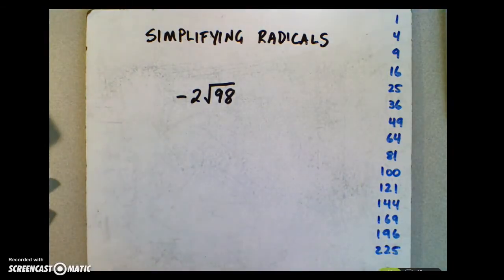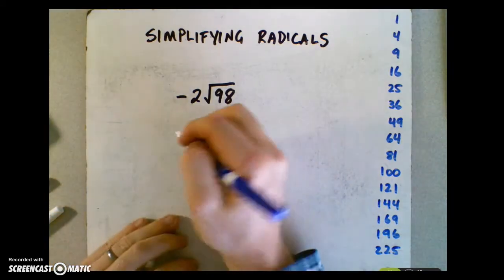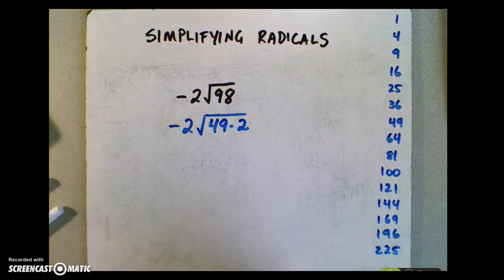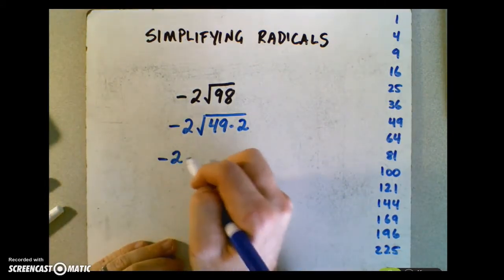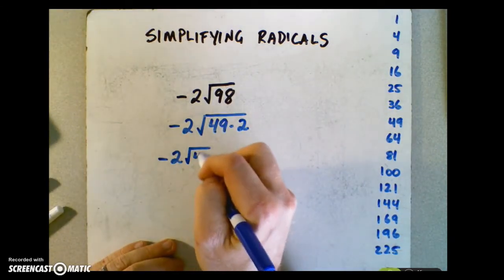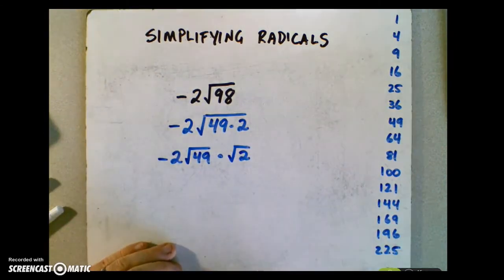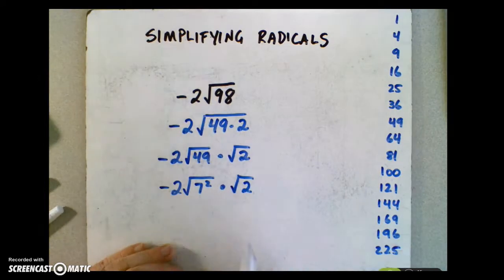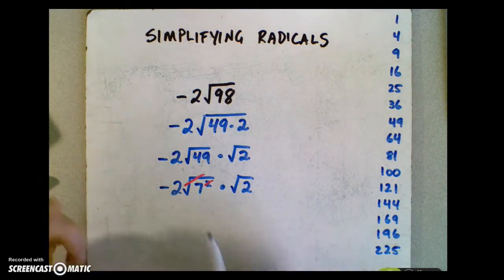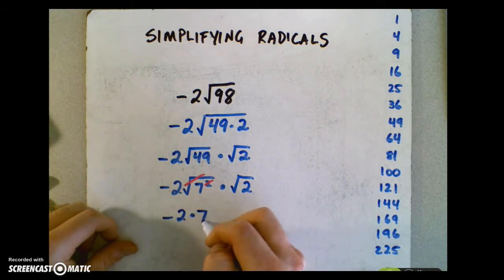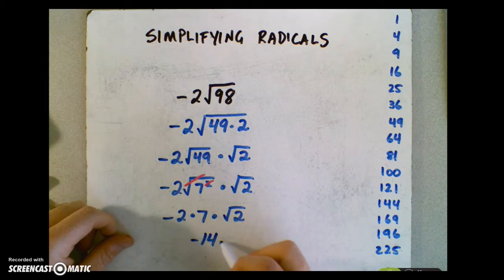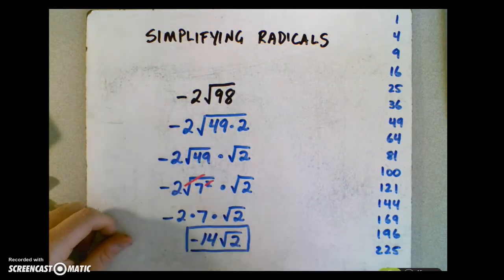It's 49. So I'm going to rewrite this as negative 2, and then inside, I'm going to put 49 times 2. The negative 2 is just going to keep coming along for the ride. Now 49 is 7 squared. This is where the radical symbol and the squared symbol undo each other. And what's going on between the negative 2 and this radical? It's being multiplied. So this is negative 2 times 7, times radical 2. Negative 2 times 7 is negative 14, and I'm left with radical 2. And there it is, simplified.